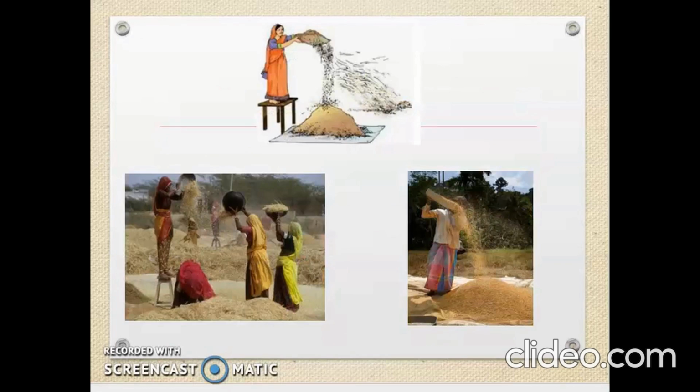The grains thus obtained after threshing contain husk. So, the next process is winnowing, to separate the husk from the grain. Here, the person stands on a raised platform and holds the winnowing basket at shoulder height. He then tilts the basket, allowing the mixture of grain and husk to fall down slowly, shaking the basket continuously. The lighter husk particles get carried away by wind, whereas heavier grains fall down vertically on the ground, forming a heap.